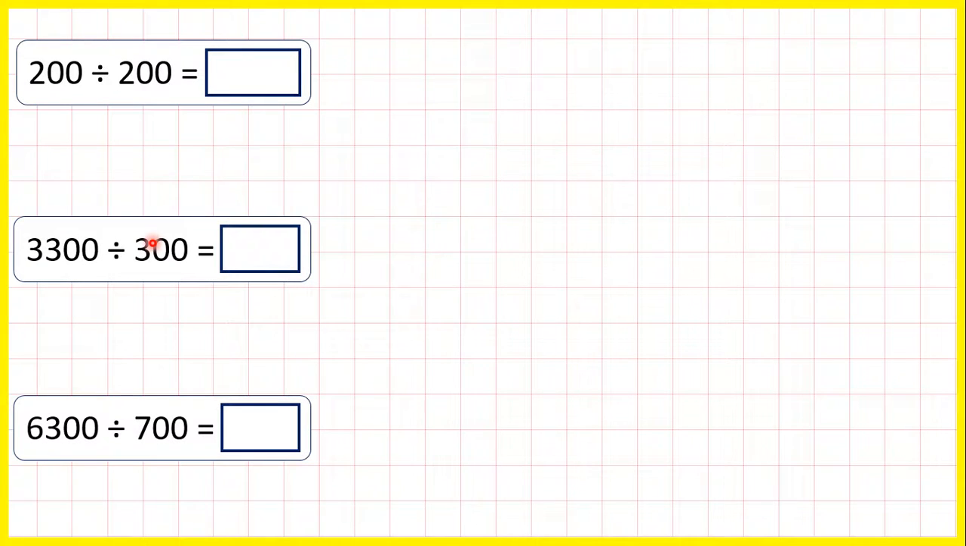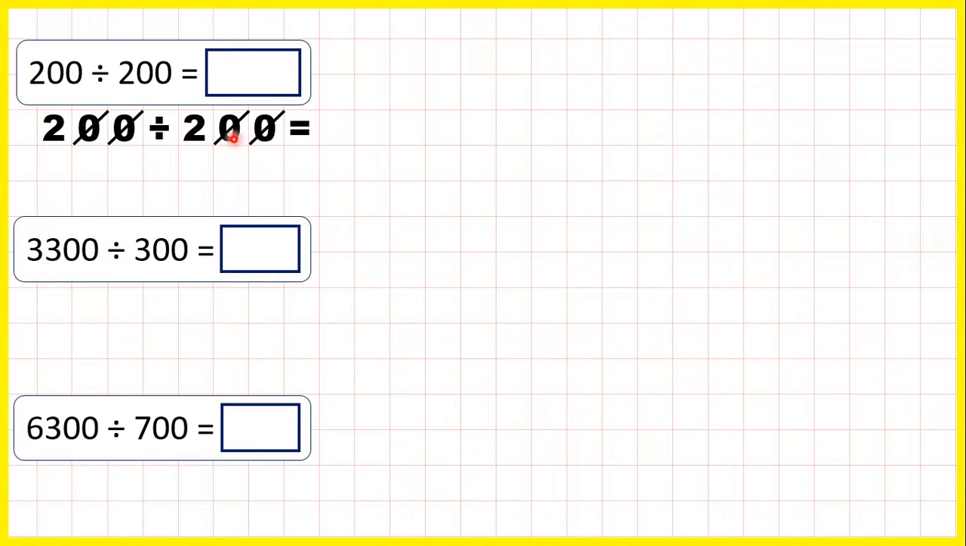Now for these questions, we're dividing a multiple of 100 by a multiple of 100. And there's a trick that we can use to do this mentally. If we ignore the zeros, we can see that 2 is in the 2 times table, 33 is in the 3 times table, and 63 is in the 7 times table. So when you spot this, what you can do is cancel the end zeros.